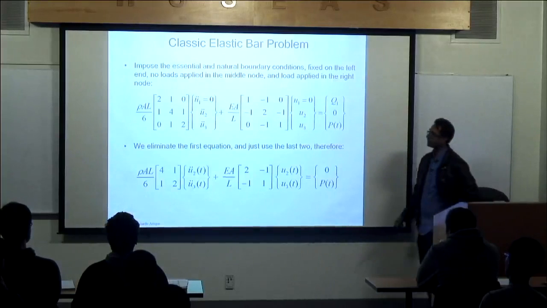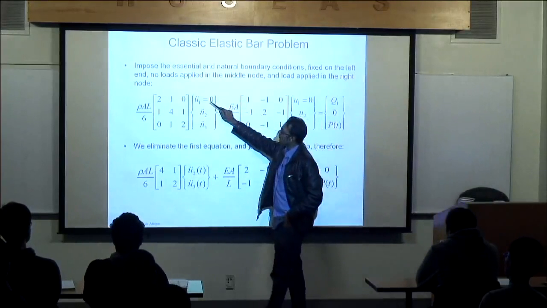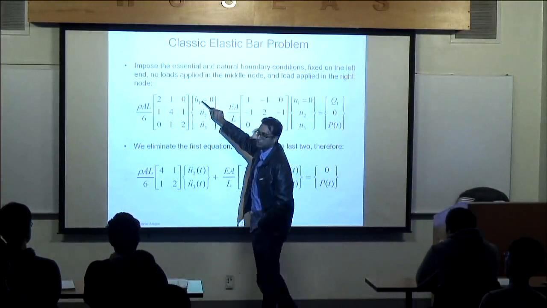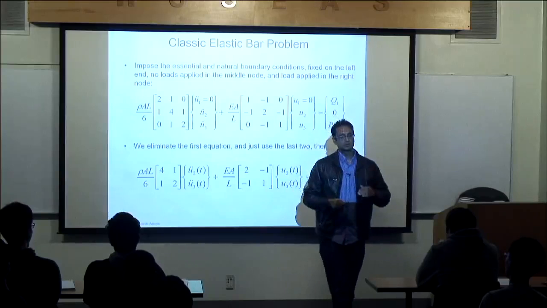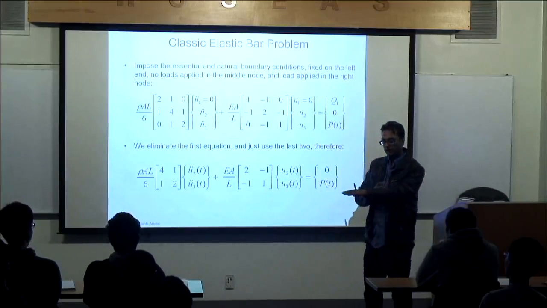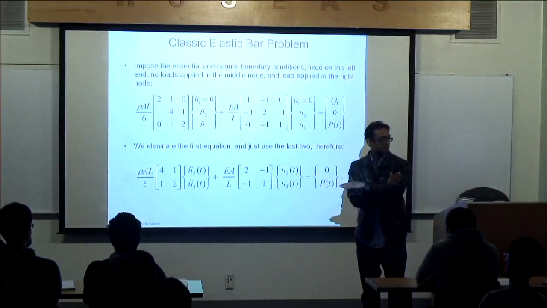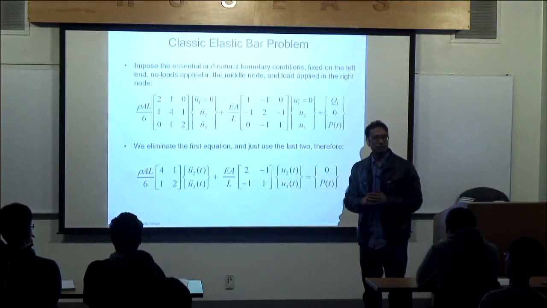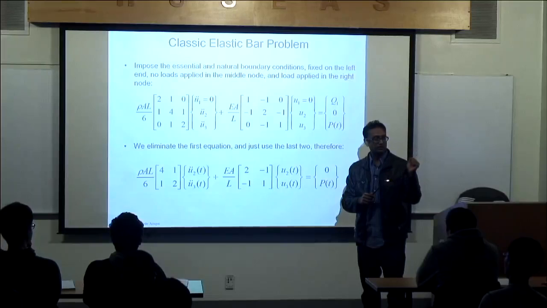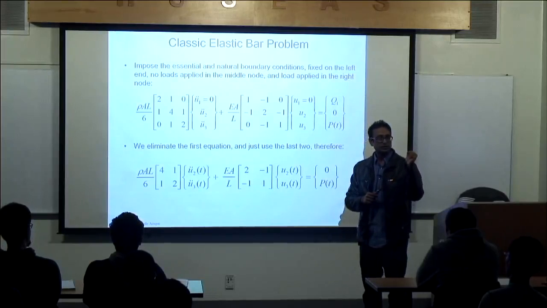So what I've done here, initially the system is at rest. But also, I want to impose the essential boundary conditions. On the left-hand side of the bar, you agree that it's clamped, fixed? So on the left-hand side, are there any displacements? Any velocities? Any accelerations then?